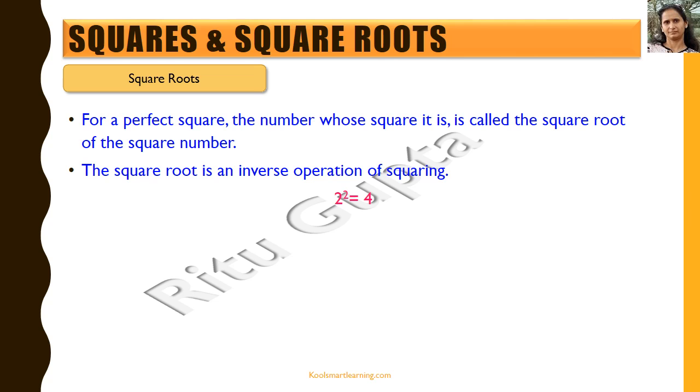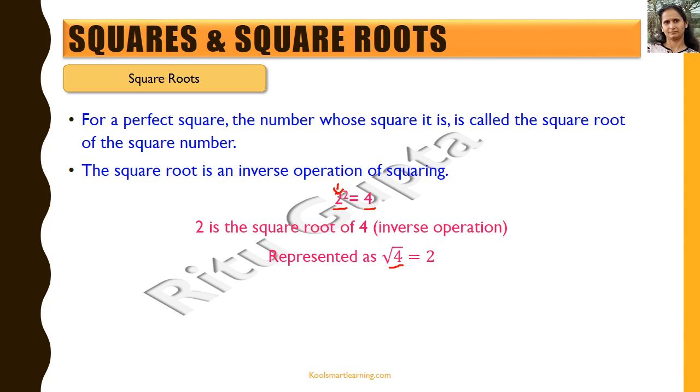Now we take an example here. We have 2 squared is equal to 4. So this 2 becomes the square root of 4. And it is represented by the symbol: square root of 4 is equal to 2.